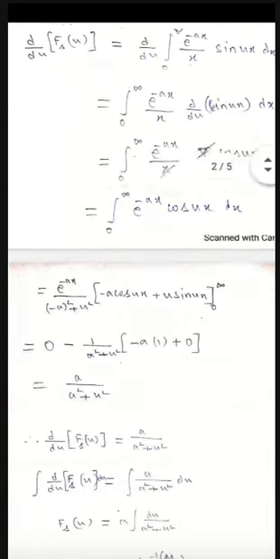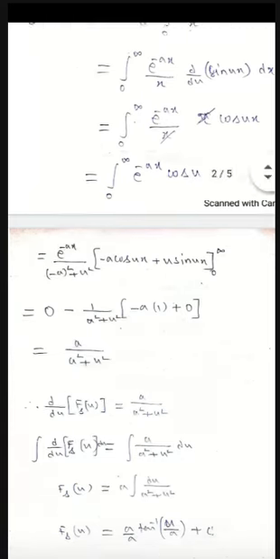Minus the lower limit: in the place of x, put x as 0. If you put x equals 0, e power 0 is 1, so 1 by a square plus u square. Inside the function, in the place of x, you put 0. Cos 0 is 1, sin 0 is 0. So you will get a by a square plus u square. So finally, what do we have? On the left side we have d by du of Fs of u equal to a by a square plus u square there. Now I need to remove this d by du.